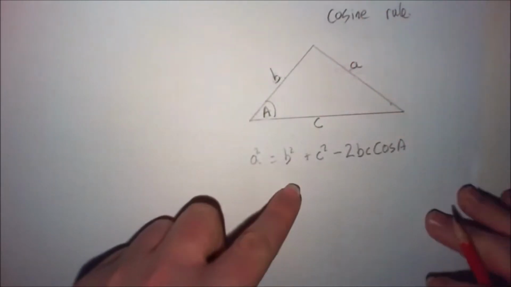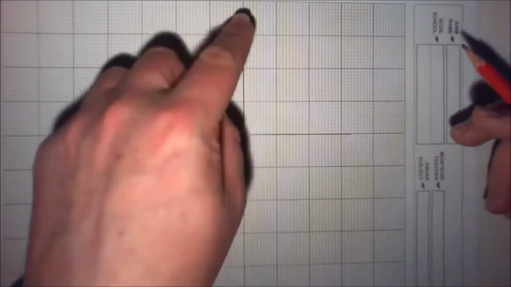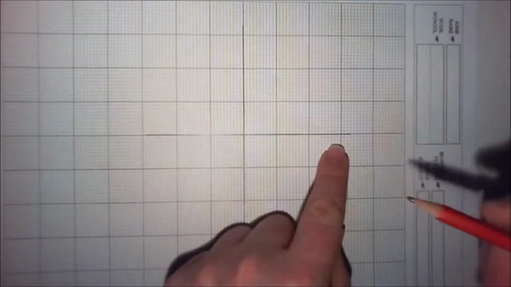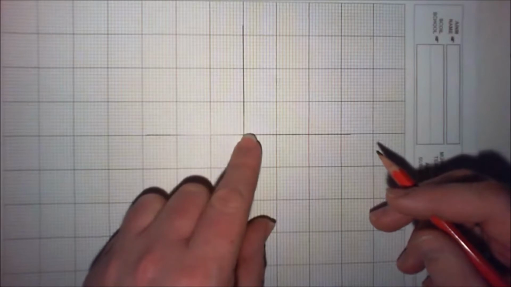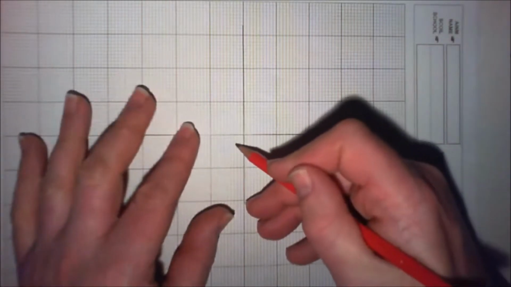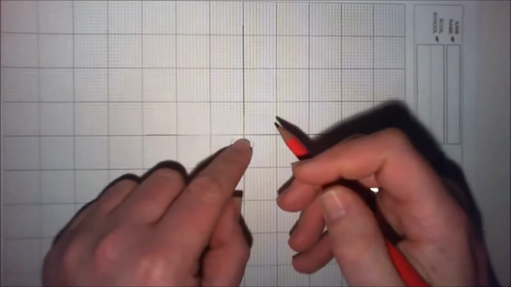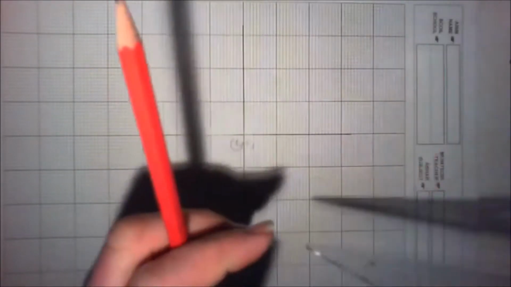So I'm going to show it to you. In order to make this work, we're going to go to a coordinate geometry page. Simple as that. As you can see here, I've just drawn an axis. Most importantly, this is going to be the origin. So this is 0, 0 right here. Now watch.